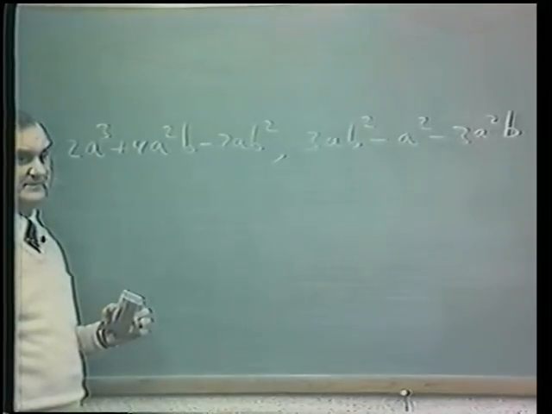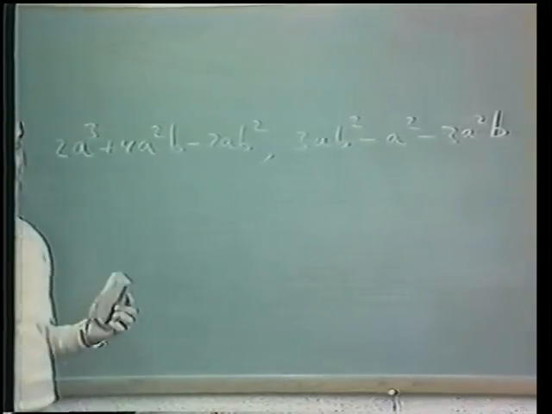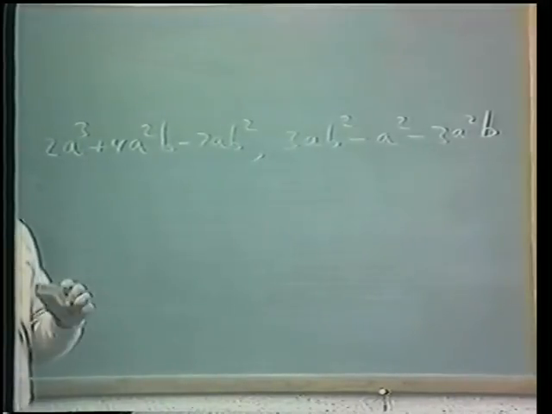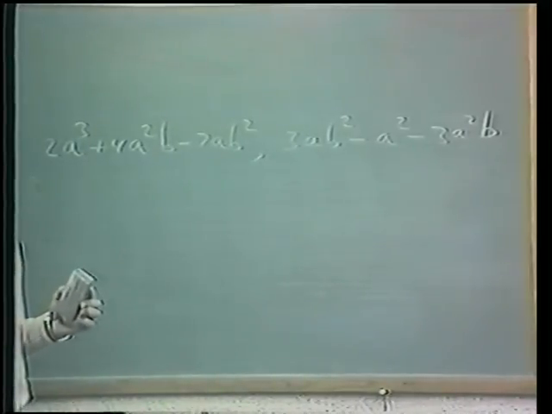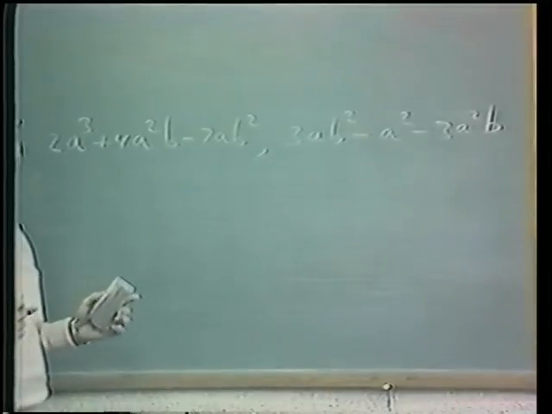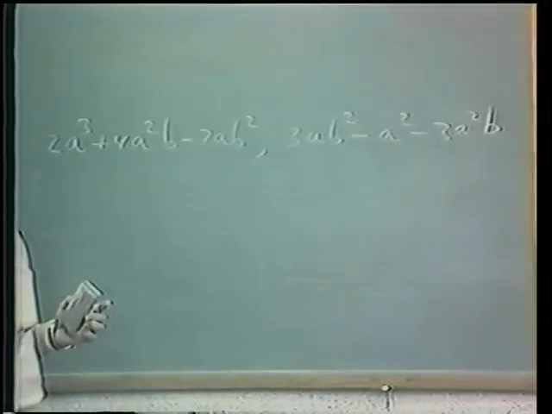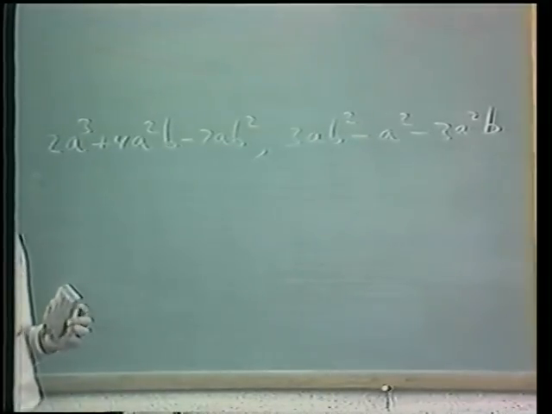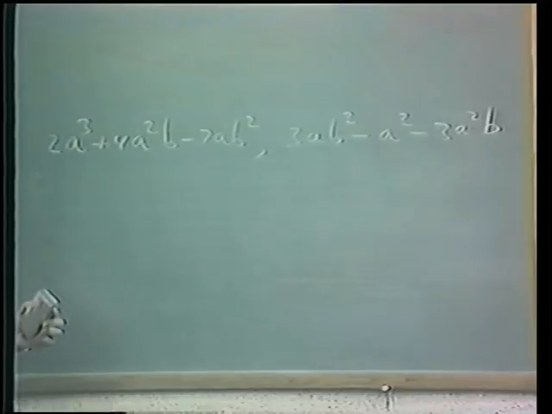Okay, everyone finished? My first question, Kathleen. How many terms did you get in your final answer? 4 terms. Okay, if you have 4 terms in your final answer, you have a good chance of having it right. There should be 4 terms. What did you get for the answer, Kathleen? 2a to the third plus a to the second b minus 4ab to the second minus a to the second.